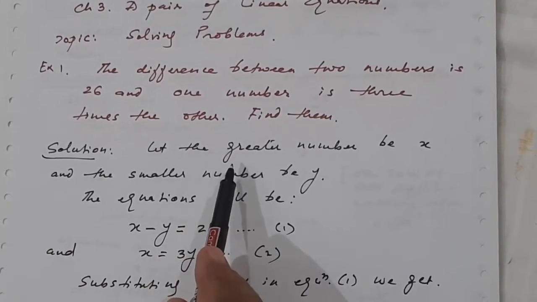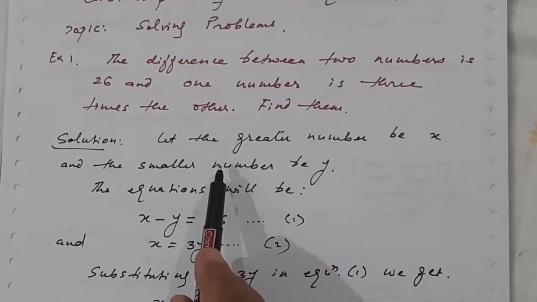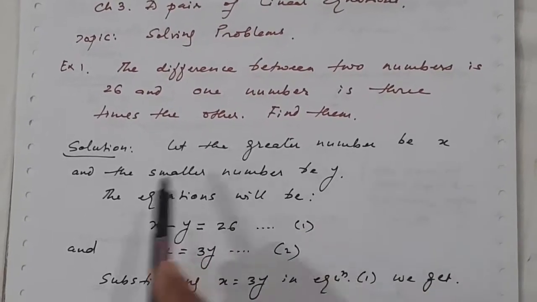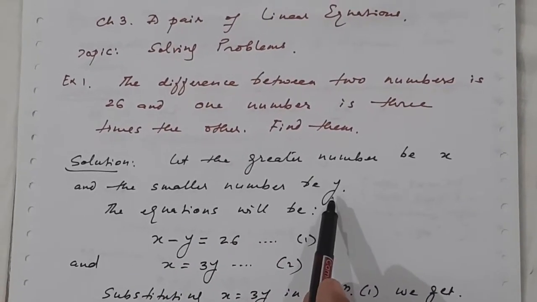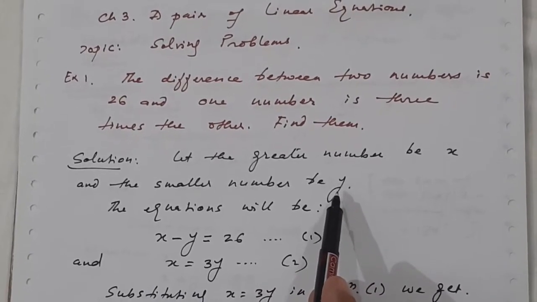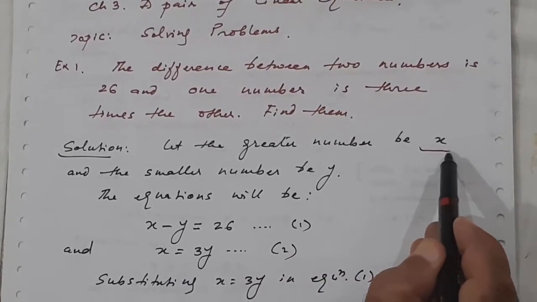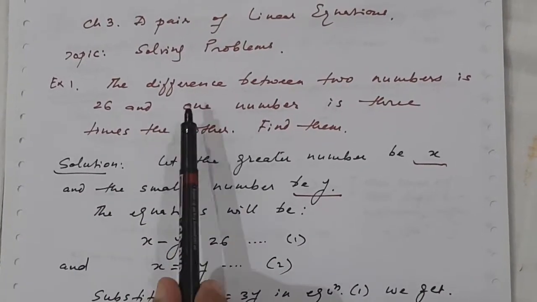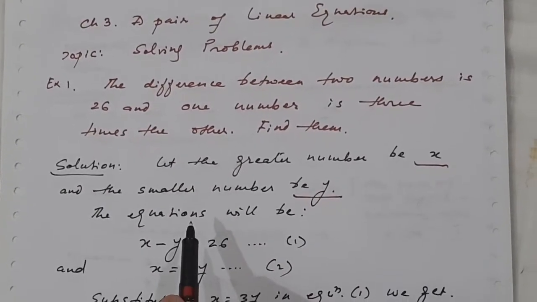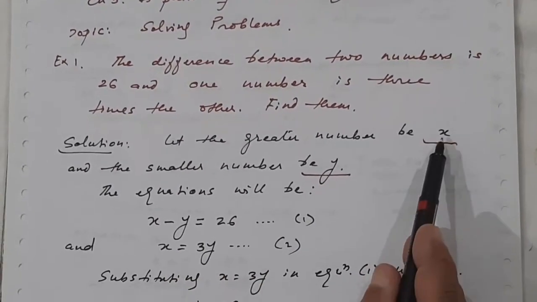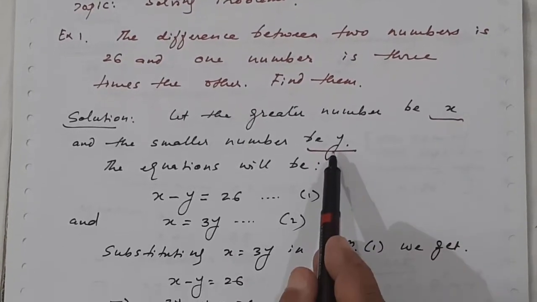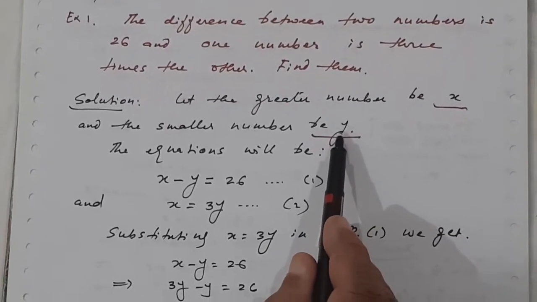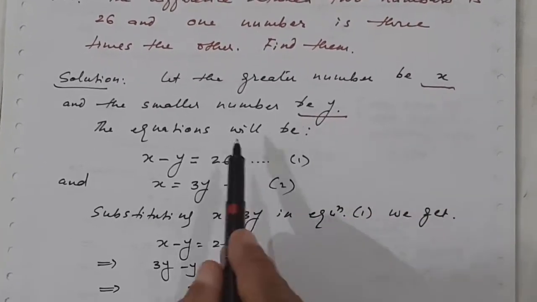Now we'll assume the greater number and the smaller number. Assume means suppose. So let the greater number be x and the smaller number be y. What is the first condition given? The difference between the two numbers is 26. That means x exceeds y by 26. So their difference is 26.